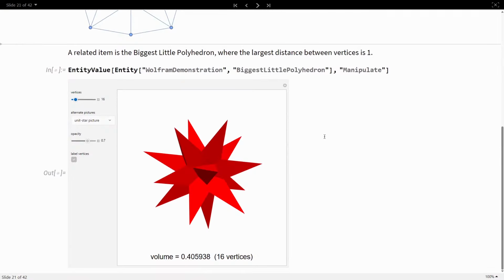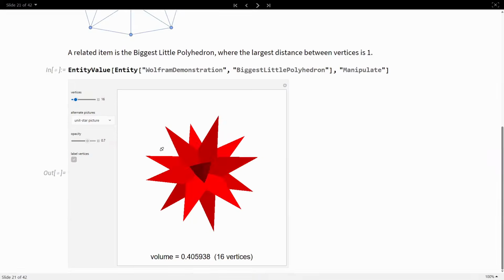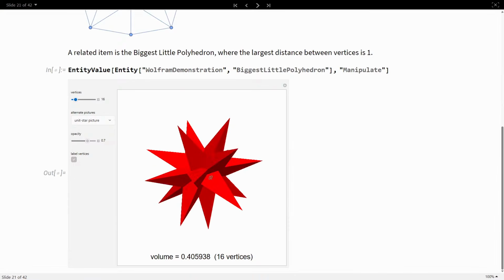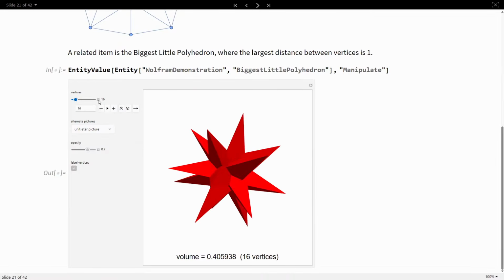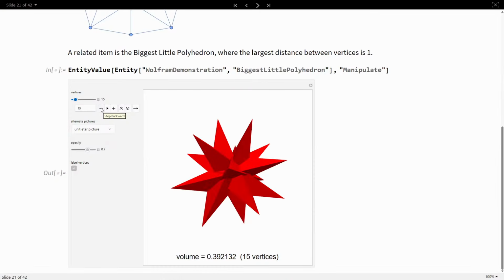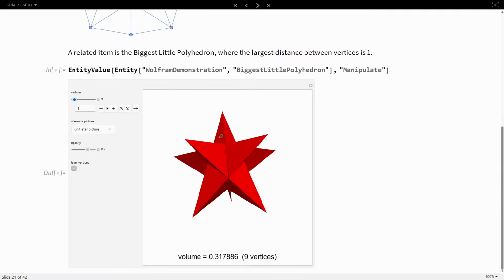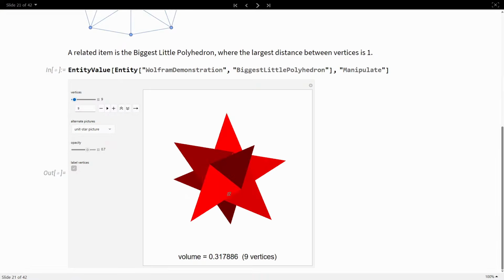One related item is the biggest little polyhedron. For example, here's the largest. If we look at the convex hull of this, we get the largest polyhedron with 16 vertices, where these lines here are all length 1. So this is a caltrop. Here's the largest for 15, 13, 12, 11. So here's the solution for 9 vertices here.